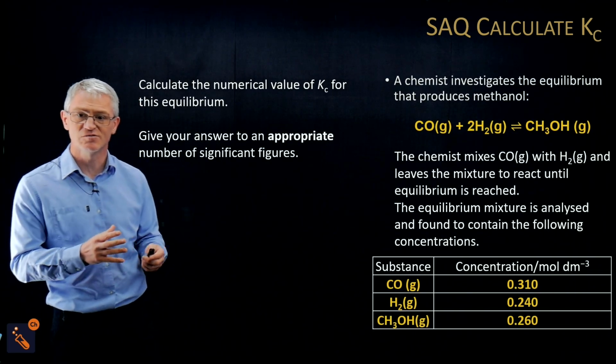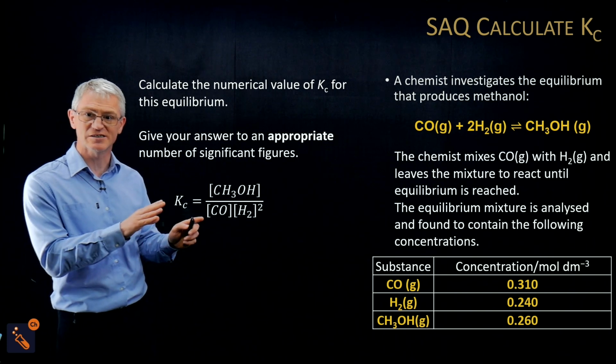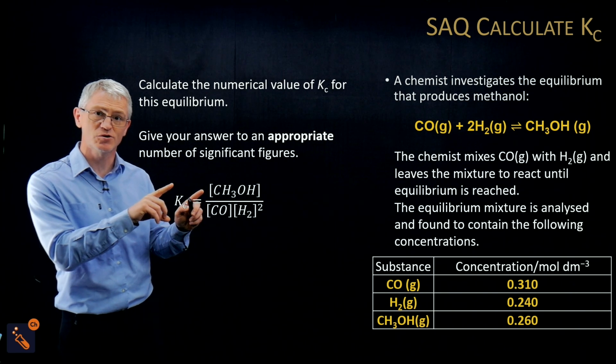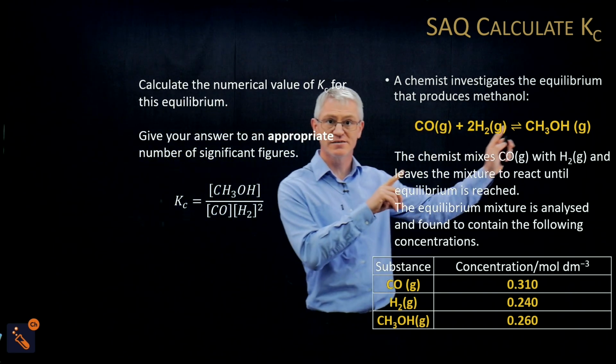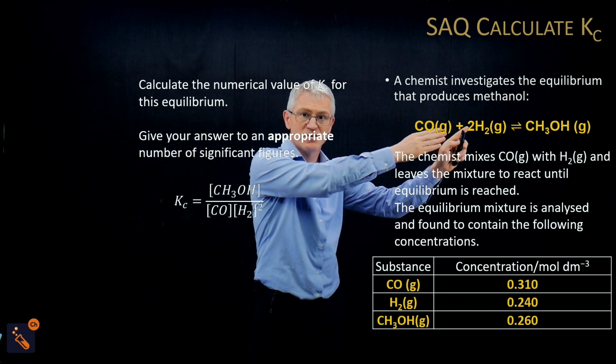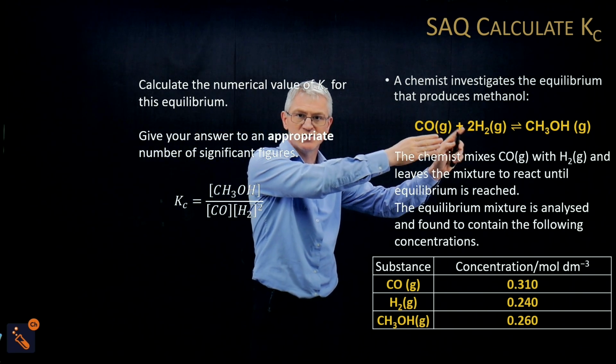So we've got to calculate the numerical value. First of all, we need the expression. So the expression is here: products. So I've taken products. My product is CH3OH over reactants, and I raise it to the power of the numbers in the equation, the coefficients, right?